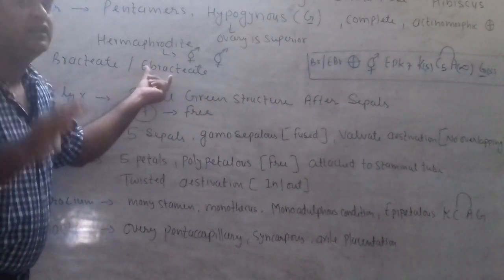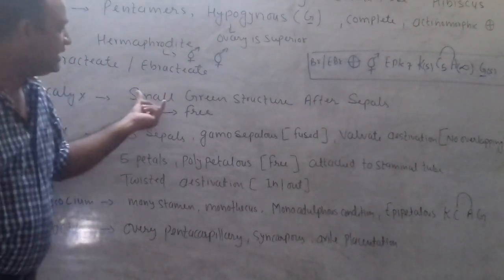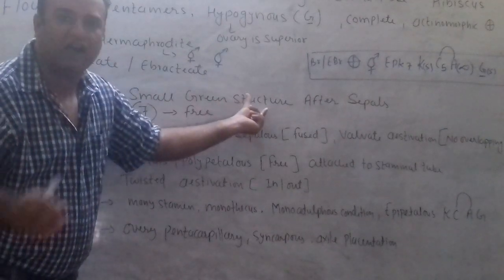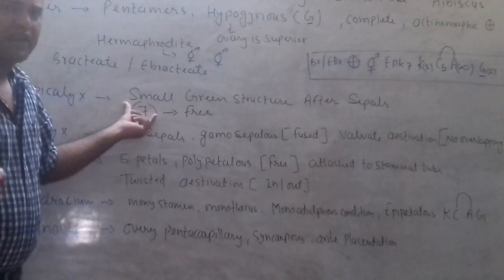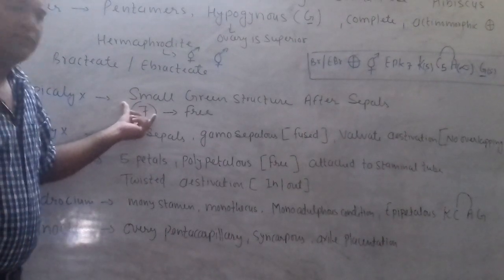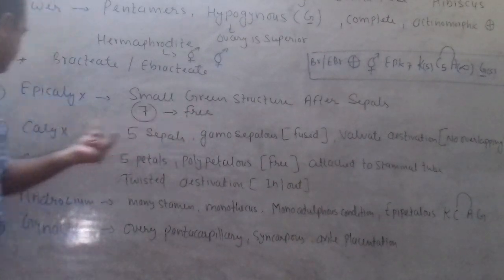And a very peculiar thing about the China rose flower is that they have an epicalyx. What is epicalyx? Epicalyx is a small green structure after the sepals, and generally their number is 7. They may be 5, but generally the number is 7, and they are not fused. Not fused means they are free.